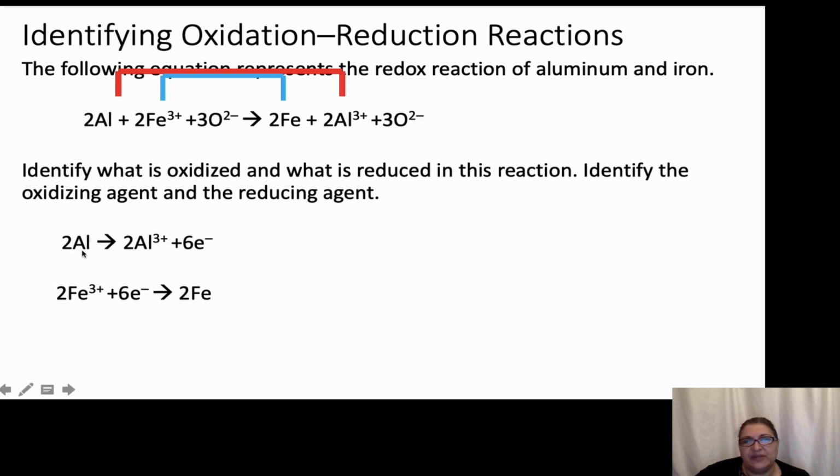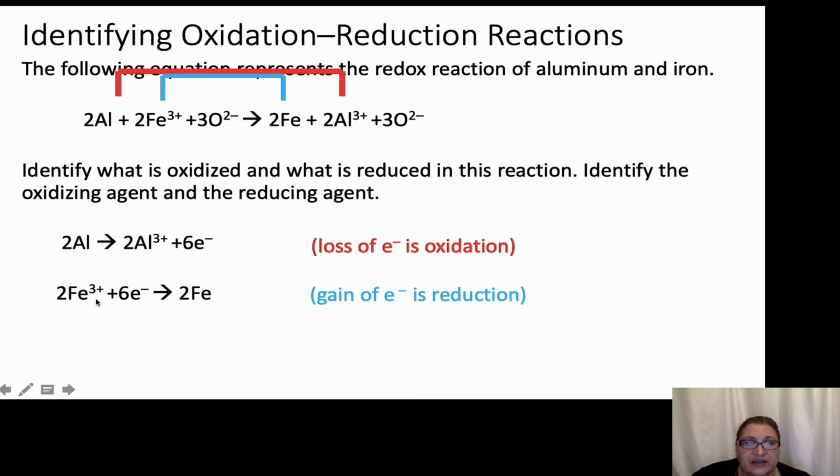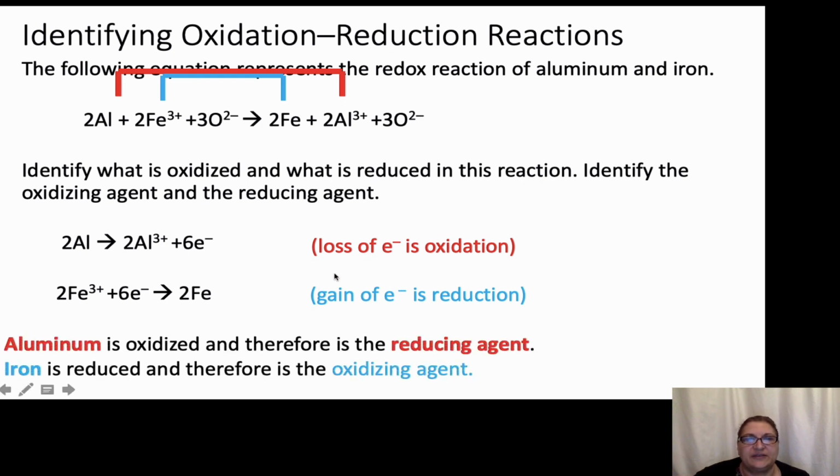So we have aluminum from 0 to +3. It lost electrons and is being oxidized. Iron goes from +3 to 0. It gained electrons and is being reduced. So whether it's in just a half reaction or a whole reaction, you just have to track them. It's nice to have colored pencils to keep track and stay with that color throughout the reaction so you don't get lost. If aluminum is being oxidized, it's a good reducing agent, and iron is being reduced, so it's a good oxidizing agent.